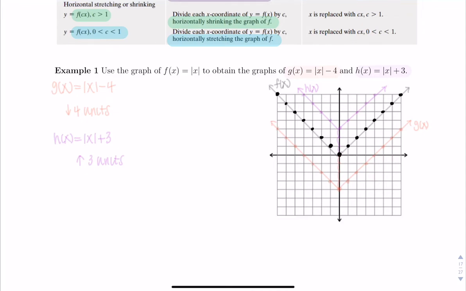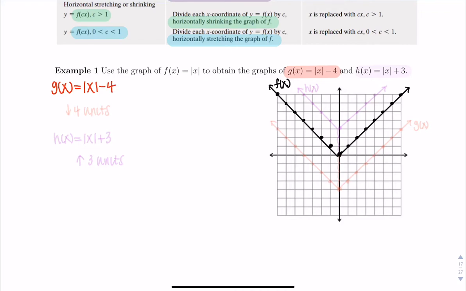So this is our first graph. We're going to use this original graph to get my other two graphs, g of x and h of x. So f of x is in black. Let's go ahead and do g of x, which is the absolute value of x minus 4. I'm going to do this one in red. So g of x equals the absolute value of x minus 4.